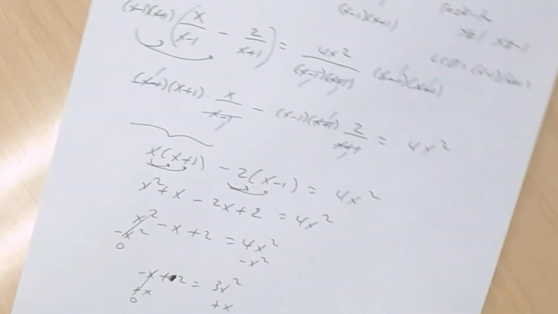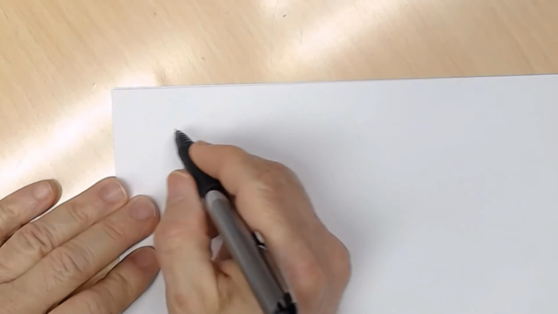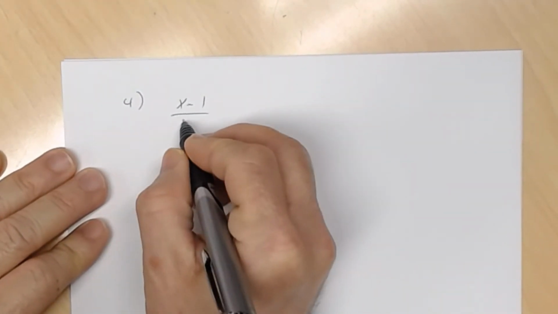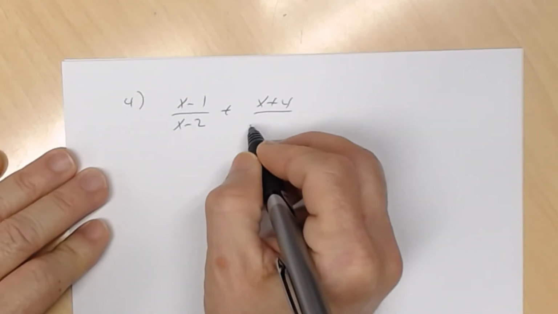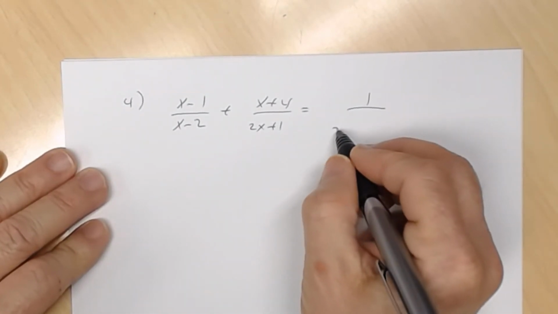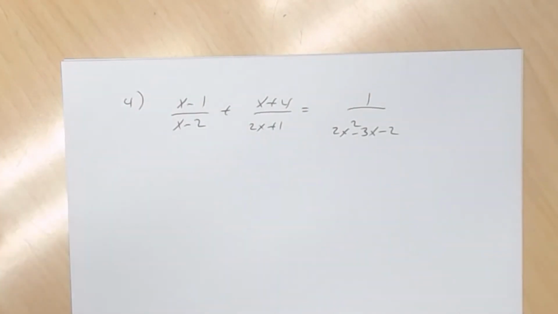Let's look at one more. Again, notice how long this can become. All right, and then number 4, let's suppose we had this for number 4. We have x minus 1 divided by x minus 2, plus x plus 4 divided by 2x plus 1, equals 1 divided by 2x squared minus 3x minus 2.